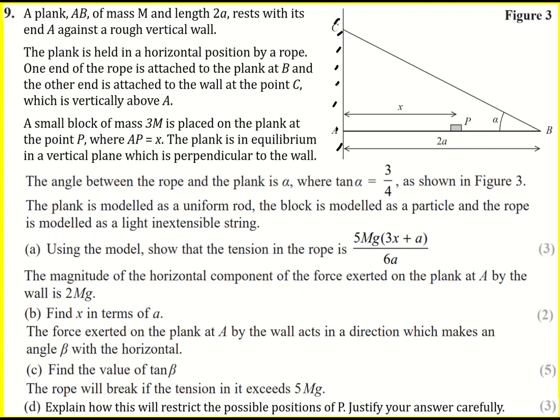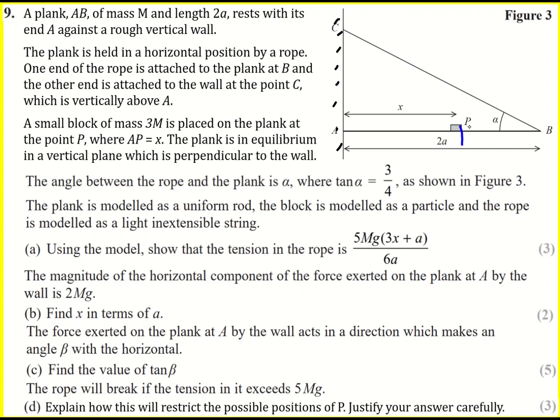The plank's held in a horizontal position by a rope. That's this line here. One end is attached to the plank at B and the other end is attached to the wall at C, vertically above A. Then a small block of mass 3m is placed on the plank at the point P, where AP is equal to X. That is also indicated on the diagram.